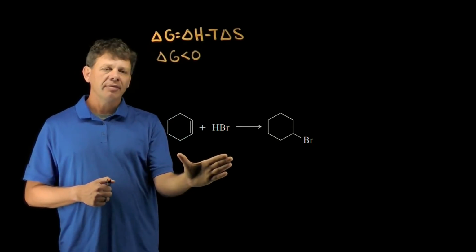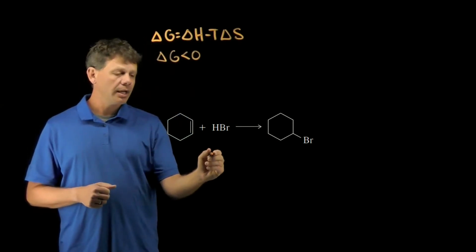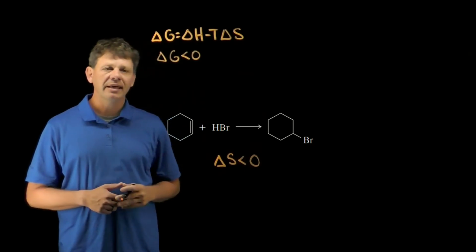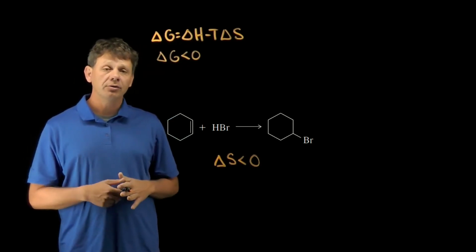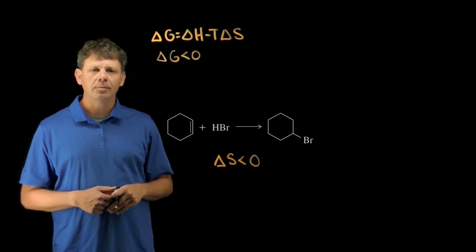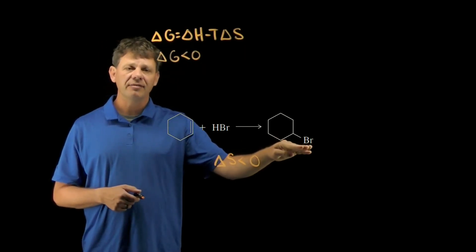Now you'll notice that in this reaction we're going from 2 molecules to 1, so we're going to expect this reaction to have a delta S that is less than 0. We're going to expect, based on entropy, this is an unfavorable reaction. And yet the problem tells us that it's favorable.